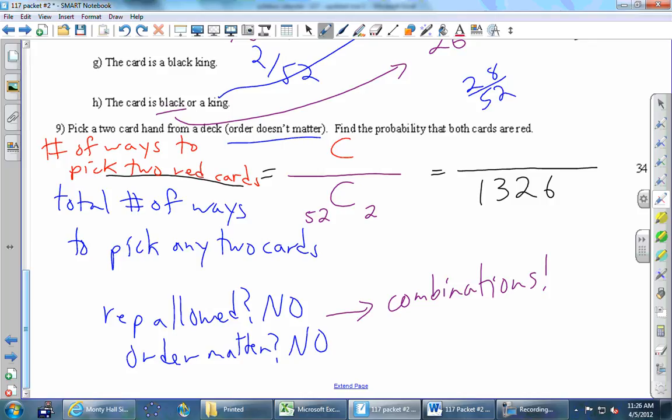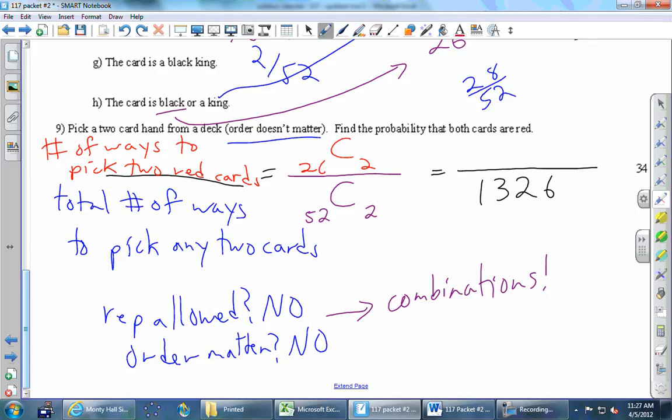Here's the tricky part, is finding out what we put in this new thing. I'll put the second number first because that's easier. How many cards are you picking? Still 2. Can you guys talk to your neighbors about what to put first? How many choices do we have?